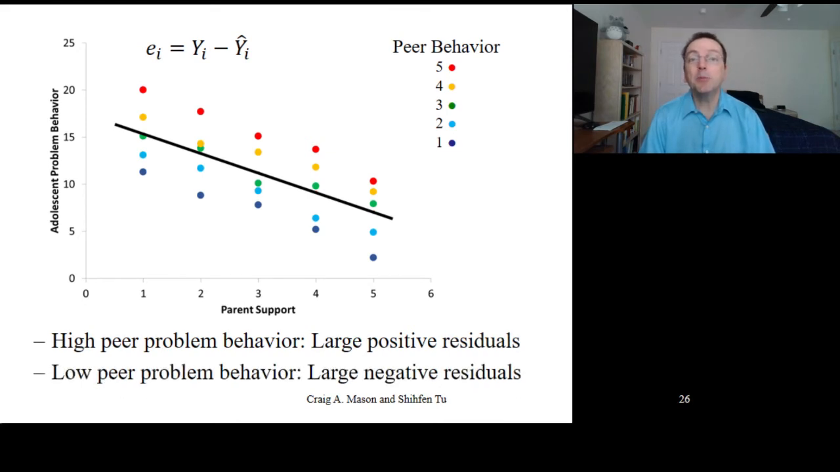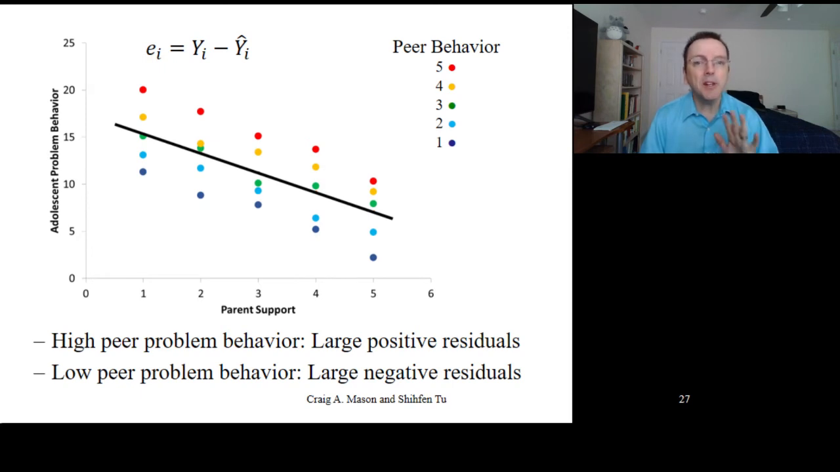Similarly, the kids with the largest negative residuals had peers with the lowest behavior problem scores. In other words, youth who showed fewer behavior problems than expected, given their level of parental support, had friends with few behavior problems. This gets at one way of thinking about what we mean by statistical control or controlling for a variable.